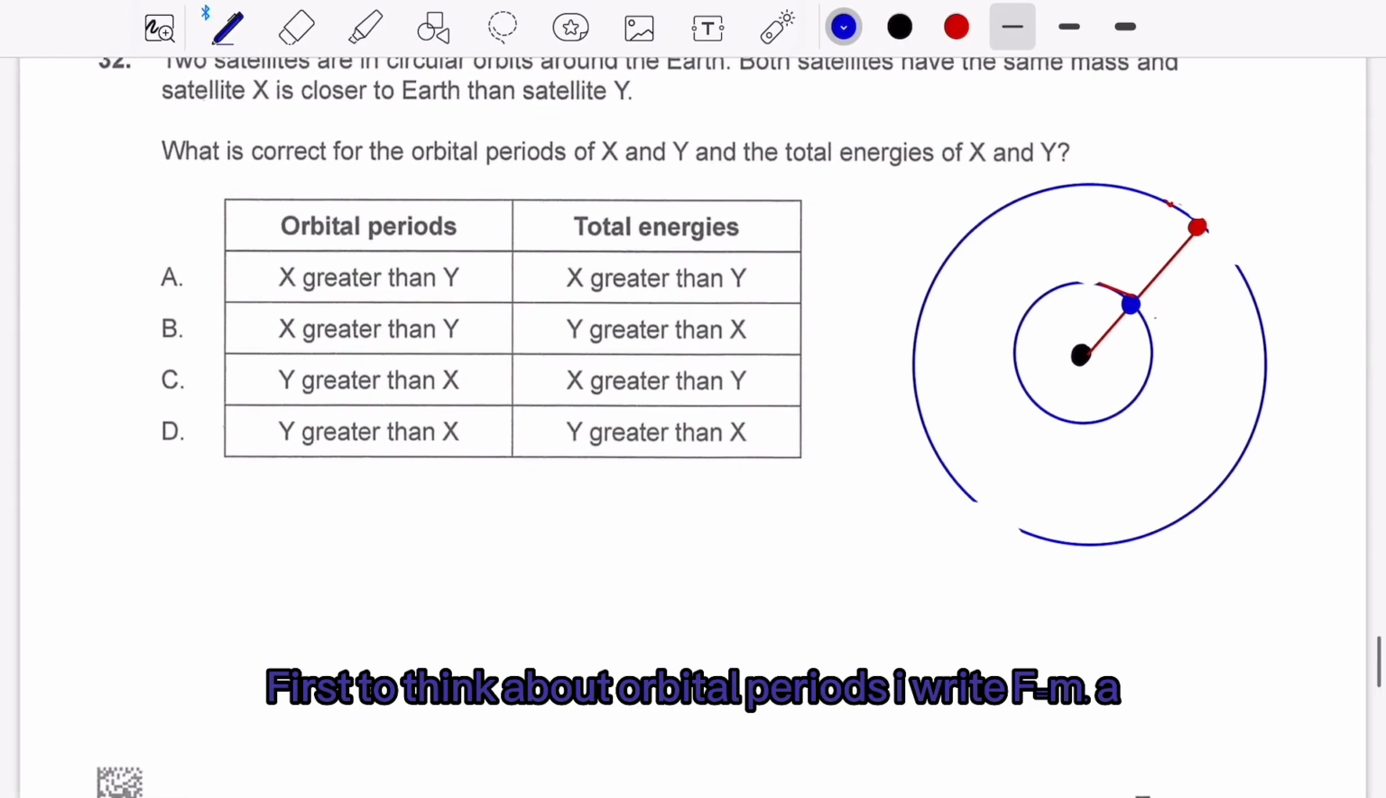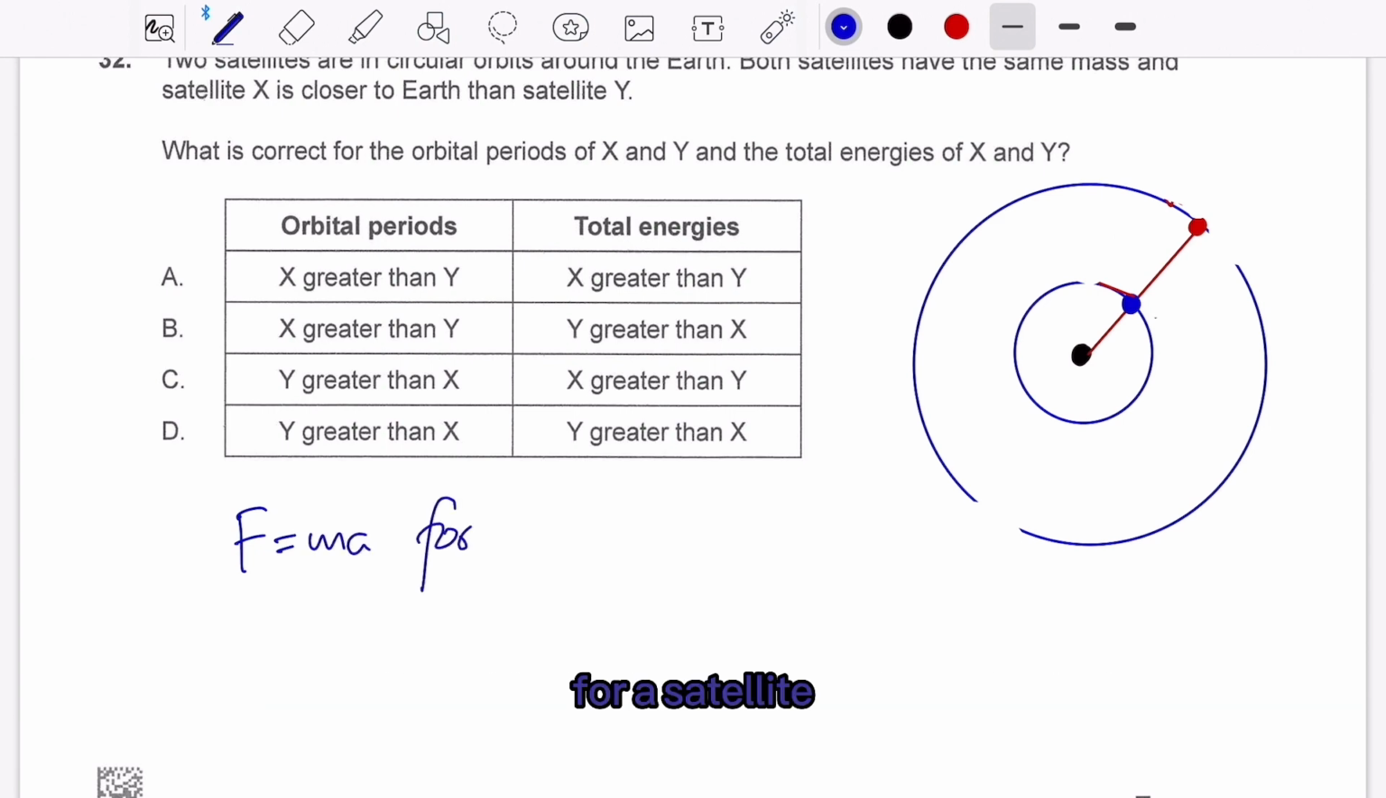First, to think about orbital periods, I write F equals ma for the satellite.